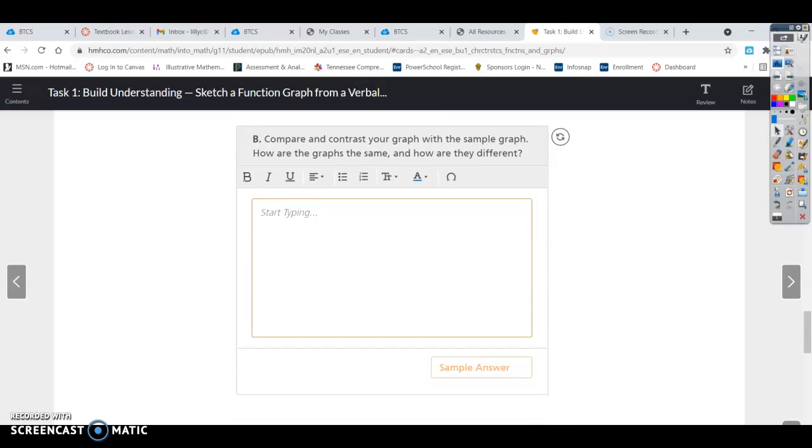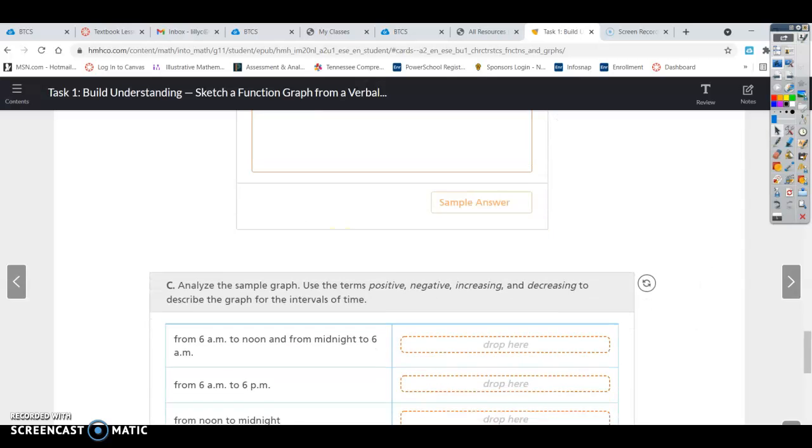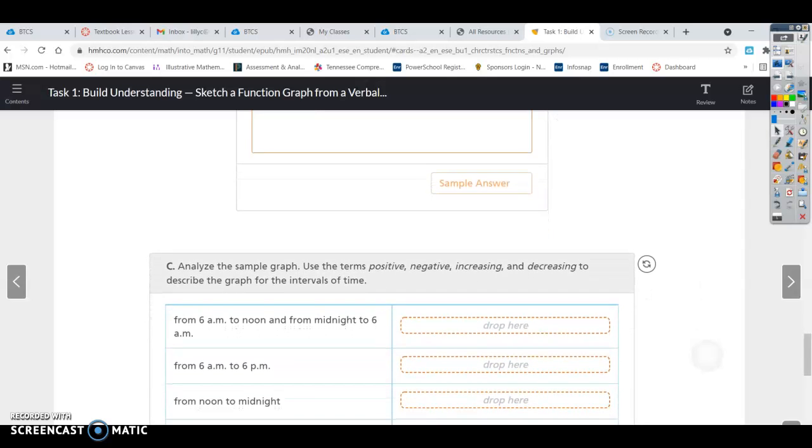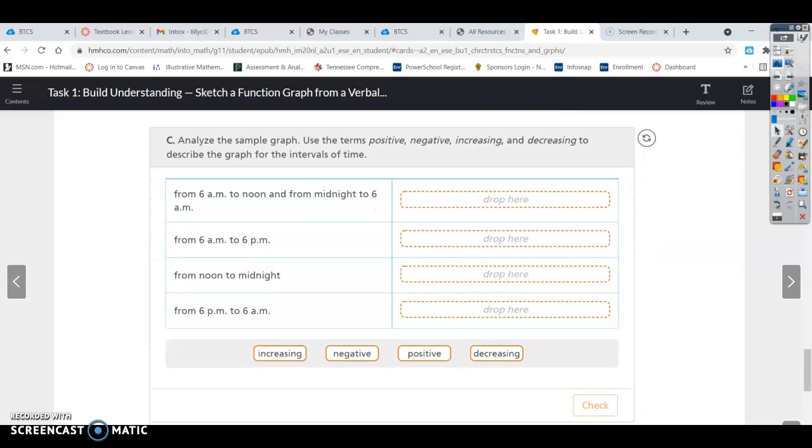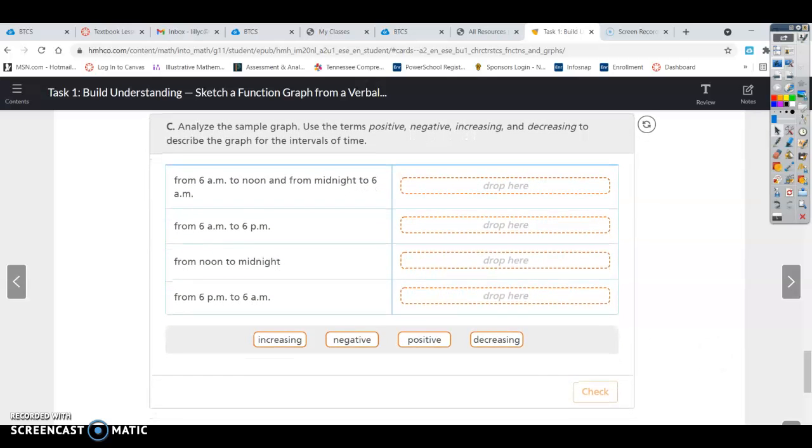All right, it says compare and contrast your graph with the sample graph. How are the graphs the same and how are they different? So please pause the video and on your end, you can start typing. All right, once you've finished, just resume the video. All right, the next question says, analyze the sample graph. Use the terms positive, negative, increasing, and decreasing to describe the graph for the interval of time.